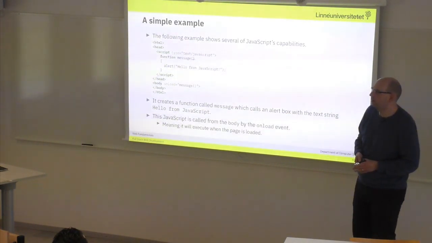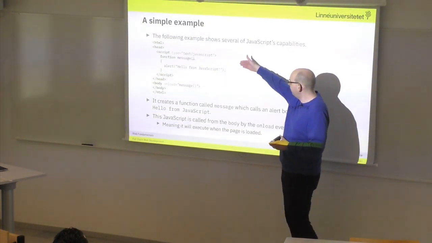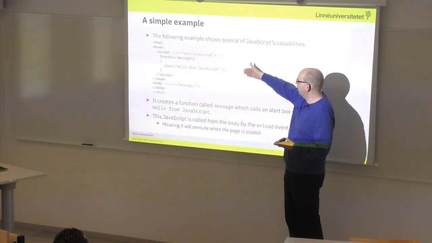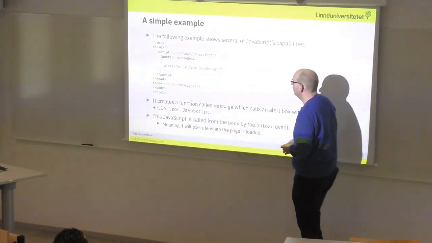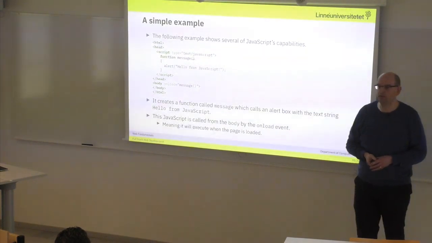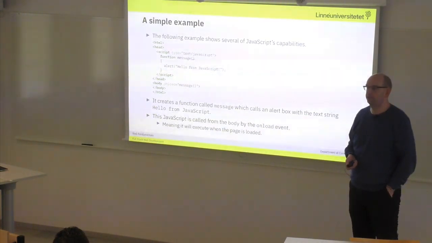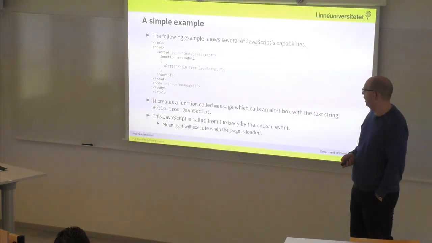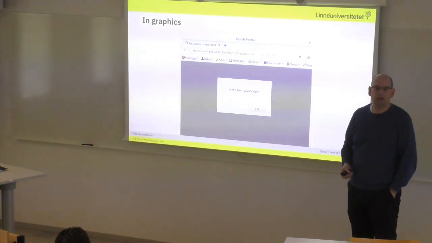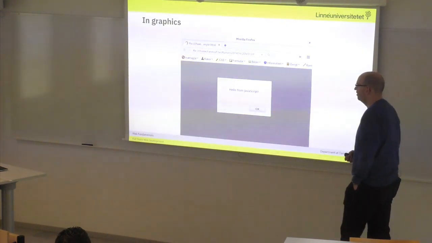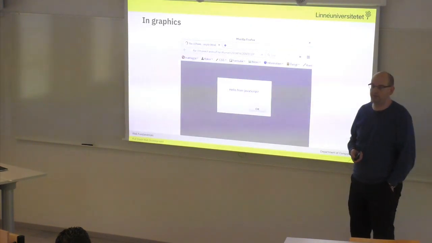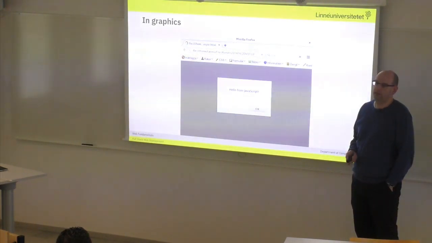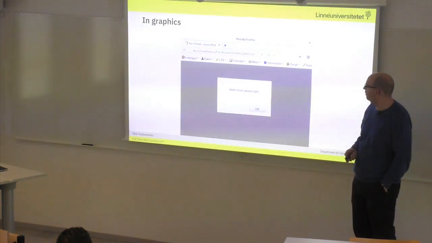So this is a complete program where we create a function called message, which just pops up an alert saying hello from JavaScript, and in the body tag we call it via the event onLoad, and we'll go through all the different pieces later on, but just to get a feel for the language itself, and we'll see exactly what we can do. It just pops up depending on what kind of browser, what version of the browser and so on. It will look differently, but this is standard Firefox from a few years ago.